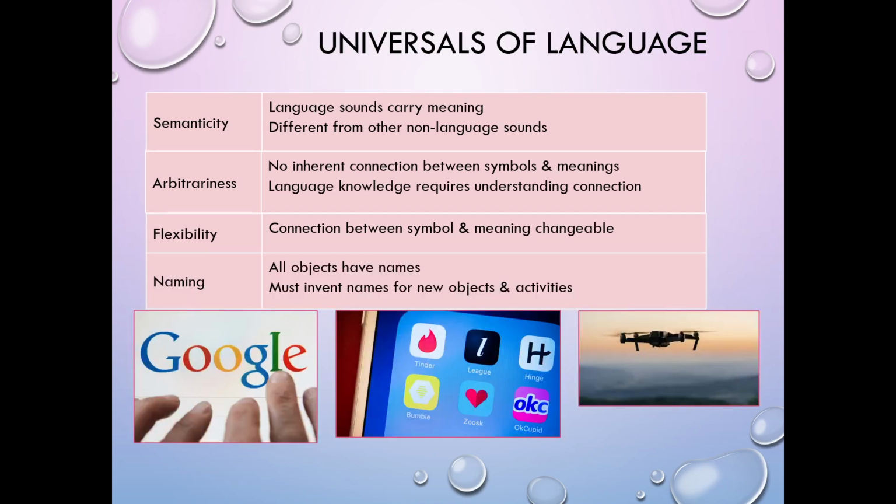Naming refers to the idea that all objects have names. I just pulled out some more recent objects that have occurred in the last 20 years that have had to be named, right? So we've got Google. It's gotten so powerful that it's now become a verb. It's not just a name, it's a verb, right? So we're Googling something. You could be Googling something while using a search engine called Bing. You would never say I'm Binging something, but you would say I'm Googling something.